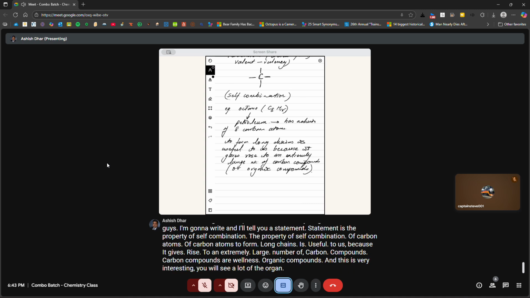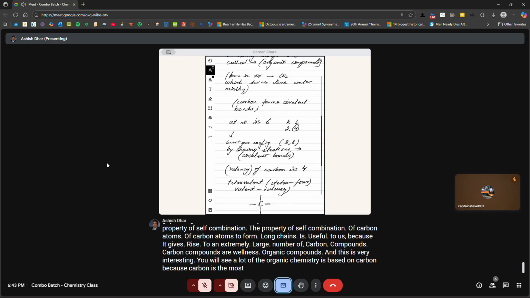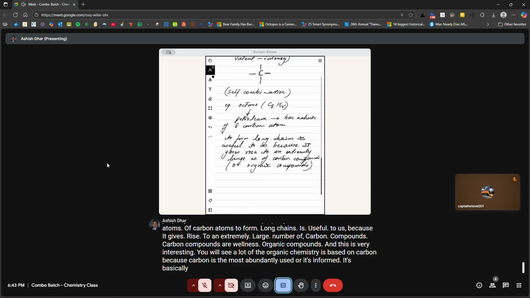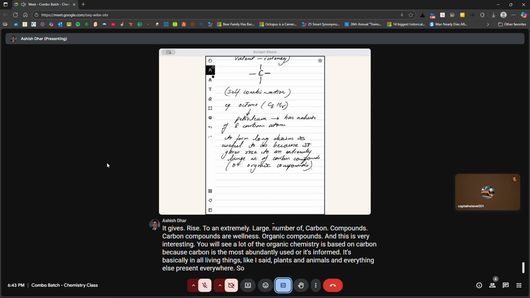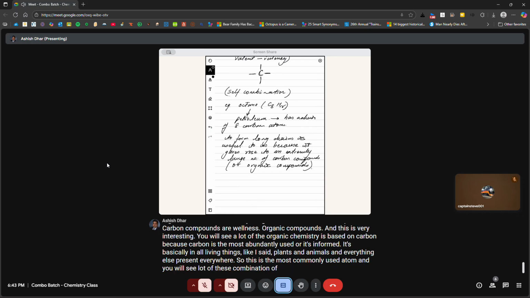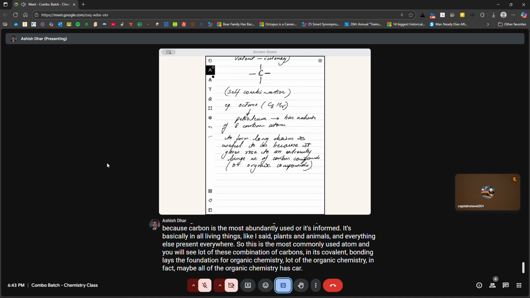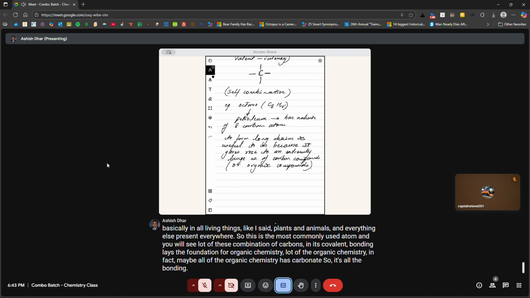You will see a lot of the organic chemistry is based on carbon because carbon is the most abundantly used. It's basically in all living things, like I said, plants and animals and everything else, present everywhere. So this is the most commonly used atom, and its covalent bonding lays the foundation for organic chemistry. A lot of the organic chemistry, in fact, maybe all of the organic chemistry has carbon in it. So this is very important.